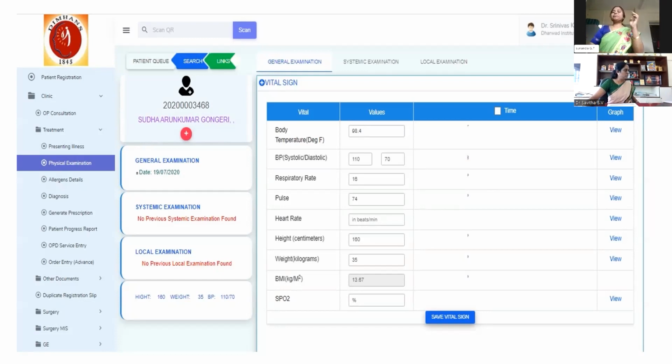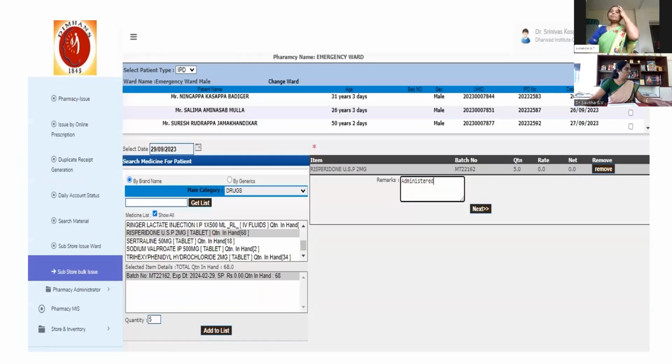Next slide, please. Yes, this is about the drugs. For example, for one patient, you want to administer drugs. What are all the drugs given to the patient? A list will come on the left side: lithium, risperidone, sertraline, sodium valproate, trihexyphenidyl, like that. For a SOS medication or PRN medication, you can click on that, and it shows that you have administered that particular medication to the person at so and so time.